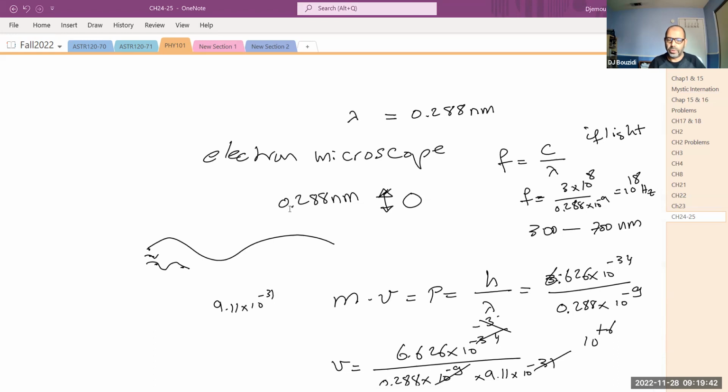I can't do that with normal light. Normal light will not be able to do that for me because it has to resolve those distances, those sizes, and the wavelength of visible light, even the shortest one, the violet, is still about 1,000 times bigger than the actual atom itself. So it's not going to resolve it. That's it.